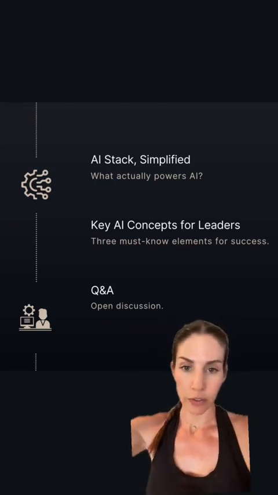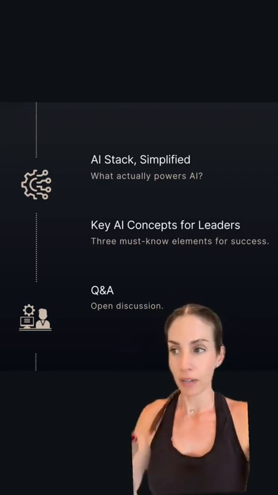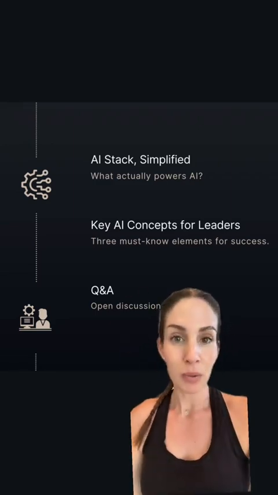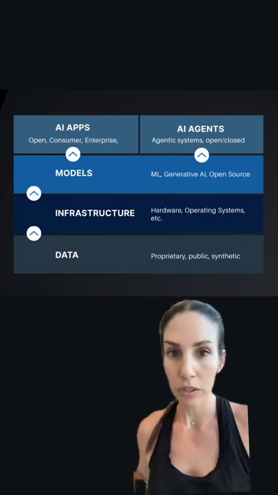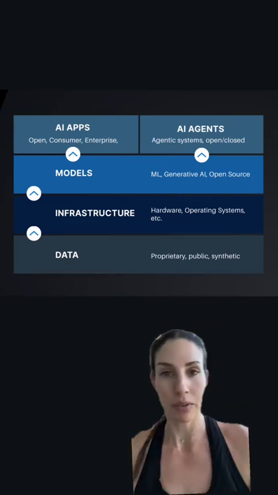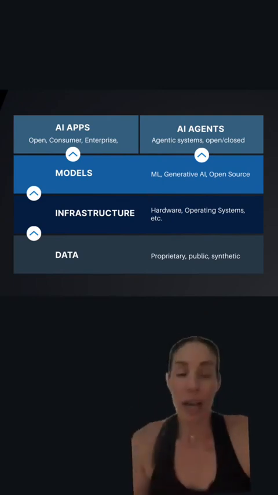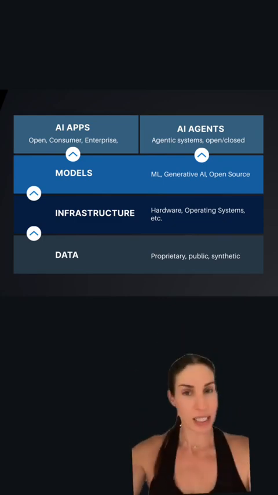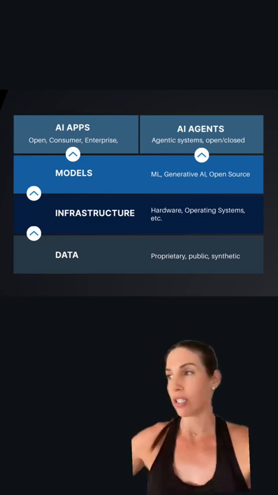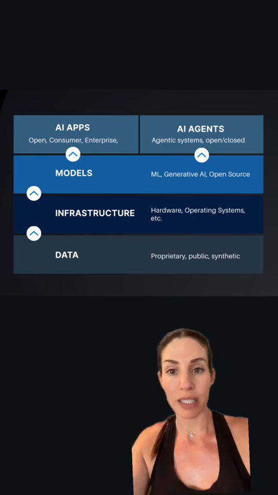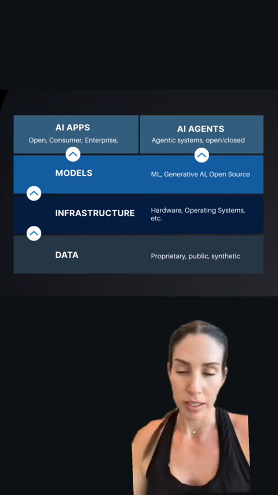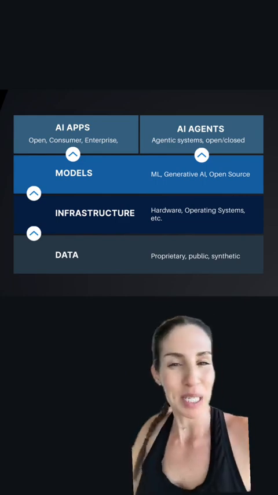We're going to talk about the first thing today, the AI stack, simplified. What exactly powers AI? You may have heard the term stack, but if you haven't, think of it like building blocks. You're just stacking building blocks. If you use a computer, you have a tech stack. Your data layer is like your customer information, your infrastructure is like the actual PC, the model is your operating system, and then your apps. Obviously, everybody knows what apps are.